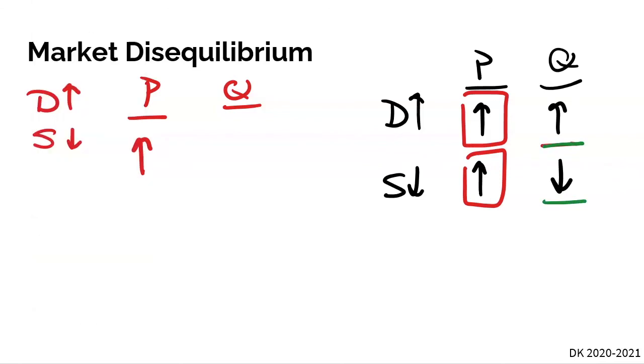When demand increases, our quantity increases. But when our supply decreases, our quantity decreases. Because the arrows are moving in opposite directions, we are going to say our quantity is indeterminate. So when demand increases and supply decreases here, our price increases and our quantity is indeterminate here.